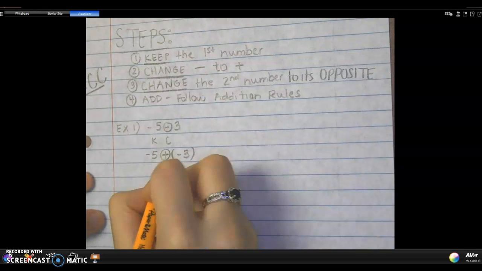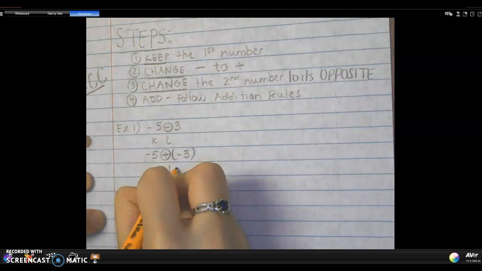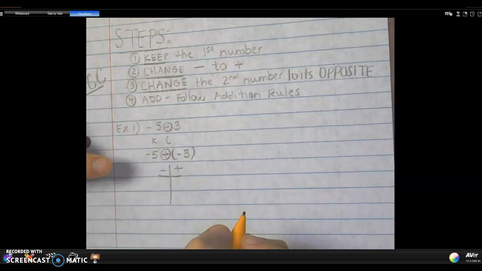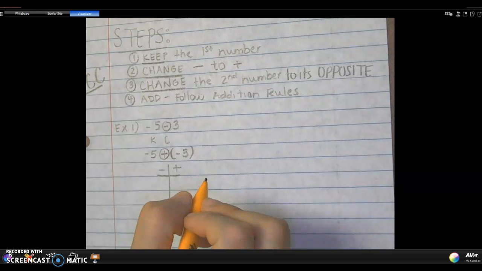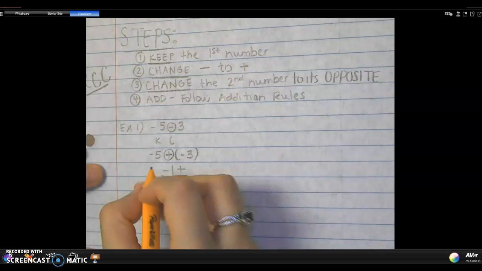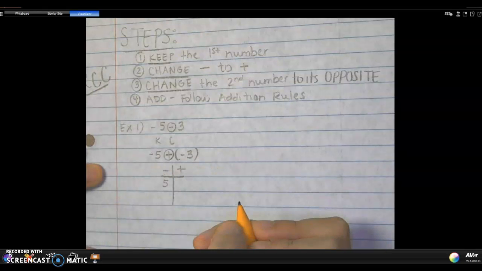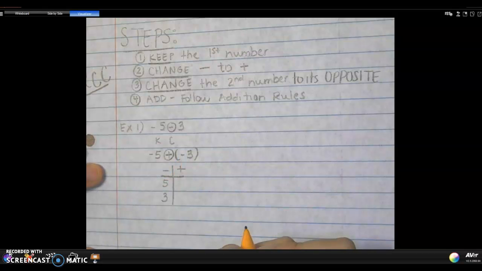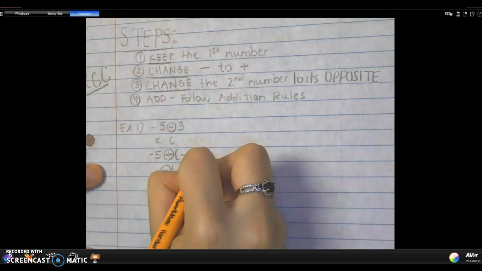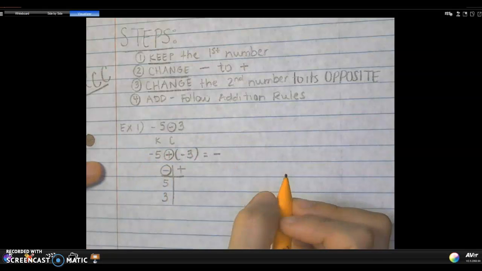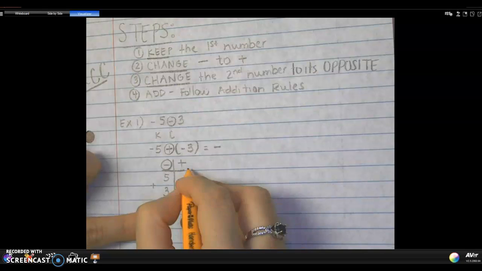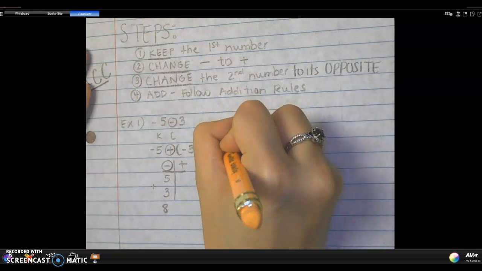And to add, we use the scoreboard. Remember, you can also use counters and number lines. But when and if you have bigger numbers, use the scoreboard. So the 5 is going to go in the negative team because it's negative. And the 3 is going to go in the negative team because it's also negative. So then my negative team wins. So my answer will be a negative. And the negative team wins by 8 points. Because the negative team got 8, the positive team got 0. So it's a negative 8.